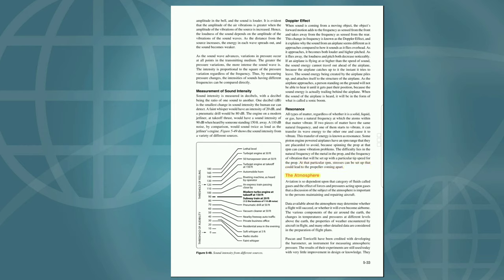The atmosphere. Aviation is so dependent upon that category of fluids called gases and the effect of forces and pressures acting upon gases that a discussion of the subject of the atmosphere is important to the person maintaining and repairing aircraft. Data available about the atmosphere may determine whether a flight will succeed, or whether it will even become airborne. The various components of the air around the Earth, the changes in temperatures and pressures at different levels above the Earth, the properties of weather encountered by aircraft in flight, and many other detailed data are considered in the preparation of flight plans.